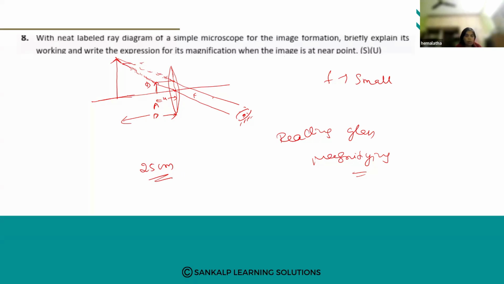If you take the object very near to the eye, then you will get a blurred image, not a proper image. To get the proper image, we have to put it beyond 25 cm, as 25 cm is the minimum distance. I told you this in the last class when I was doing the eye. Correct or not?